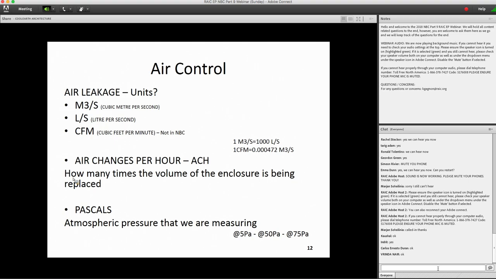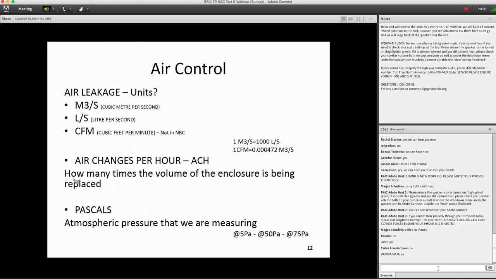So, how do we measure units? Let's talk about units a little bit in regards to air leakage. It can be measured by flow, which is cubic meters per second. It can also be measured by liters per second, and very common, at least in the commercial area, it's CFMs. We don't use it in the NBC.